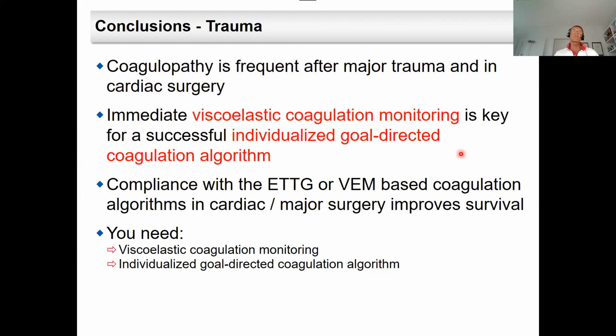So my conclusions are that coagulopathy is frequent after major trauma and also in cardiac surgery. Immediate viscoelastic coagulation monitoring is key for a successful individualized goal-directed coagulation algorithm. And compliance with European trauma treatment guidelines or a viscoelastic measurement-based coagulation algorithm in major surgery, including cardiac surgery, improves survival. What you need is viscoelastic coagulation monitoring and an individualized goal-directed coagulation algorithm. Then you can achieve these successes.